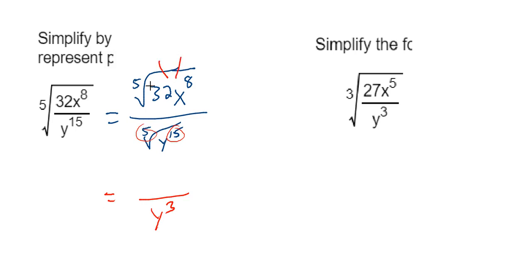On the top, the 5th root of 32 actually works out, right? You don't have to split up the 32. It's ready to be simplified as is. So we will put that all into the good pile. But the variable is not ready to be simplified as is because it doesn't divide evenly, right? 8 cannot be divided by 5 evenly. So we're going to have to split that up. We'll put 5 powers of x in the good pile. We'll have 3 powers of x left over that go in the bad pile.